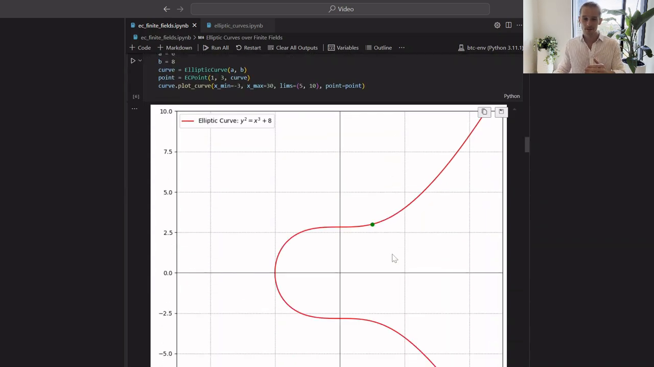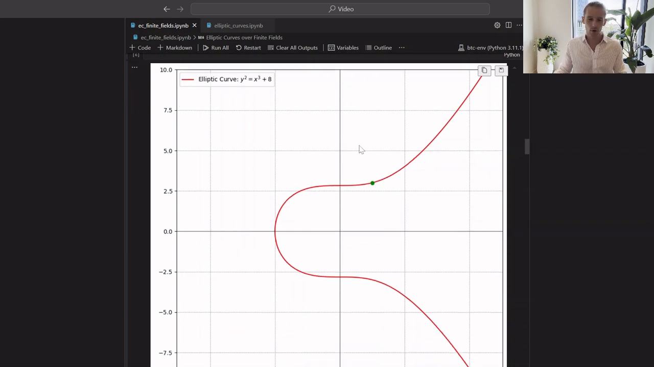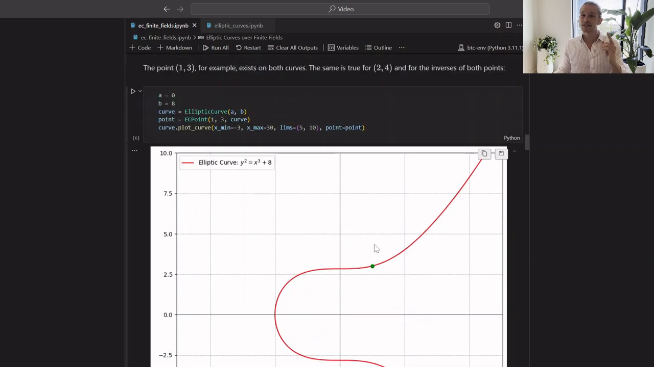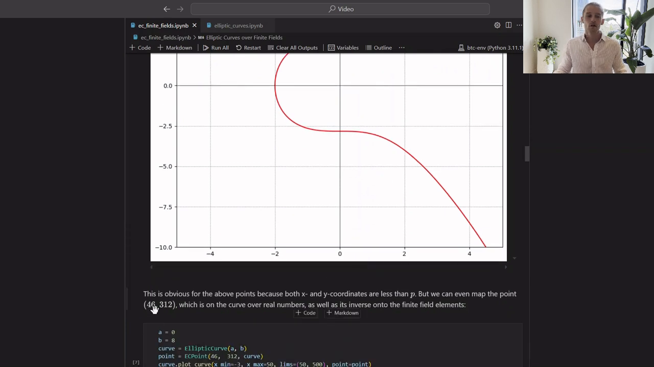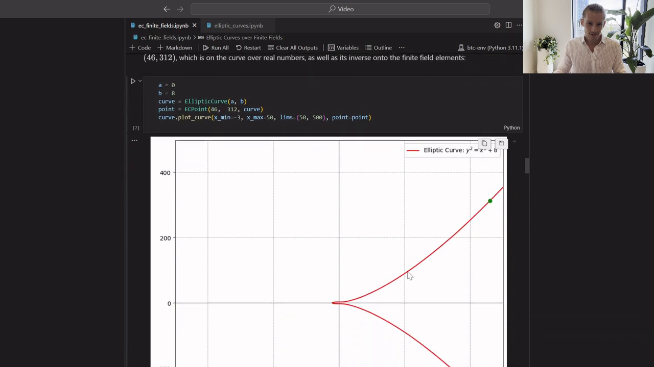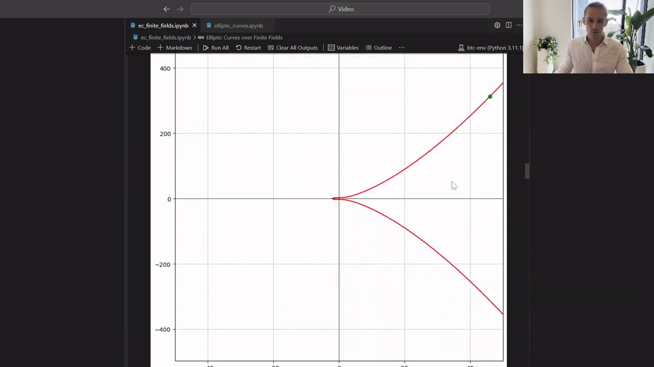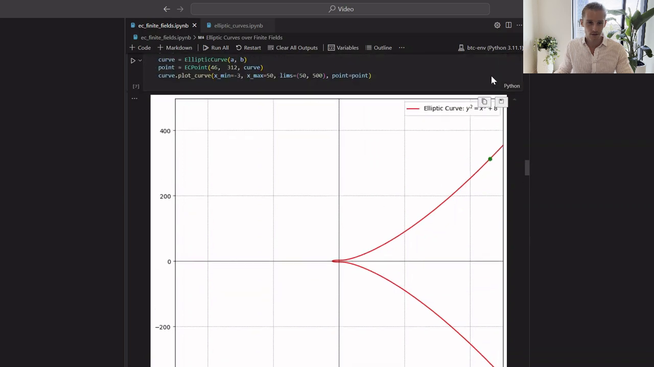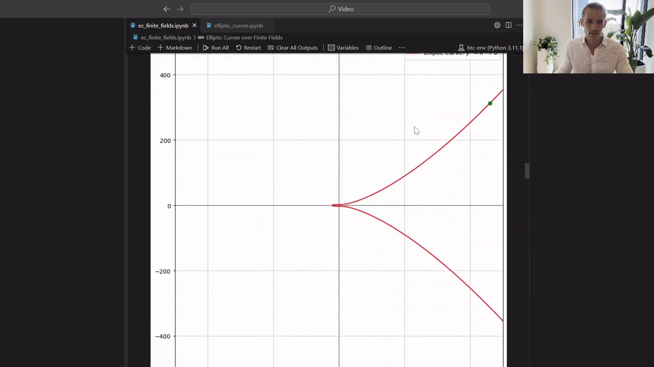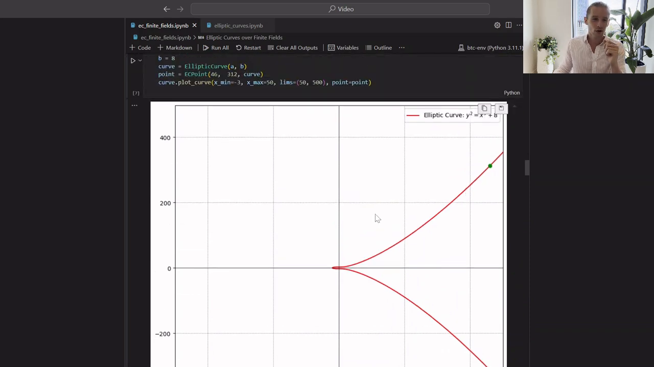So those points are actually integer coordinate value solutions for both the elliptic curve over real numbers and for the finite field. But there's another interesting point that we can look at, which is the point 46, 312, which on the elliptic curve over real numbers, as you can see, falls on the curve here. So 46, 312 are the coordinates.